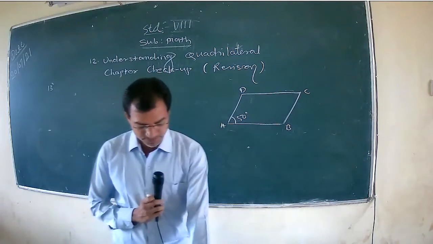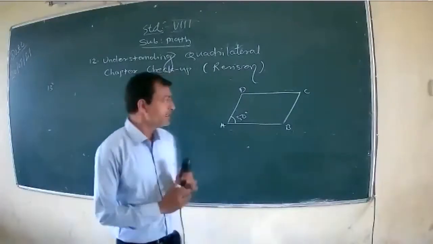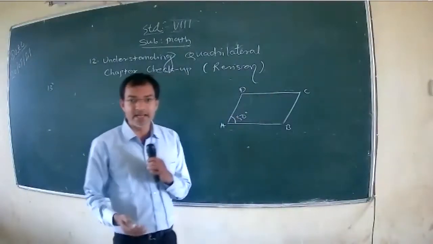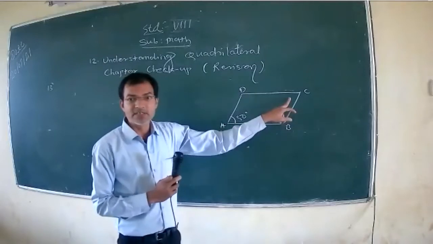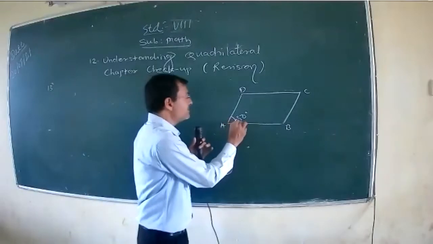And what do you have to find here? State the measures of other angles B, C, and D. You have to find the measurement of remaining angles, means angle B, angle C, and angle D. That you have to find. Angle A is 50 degree.